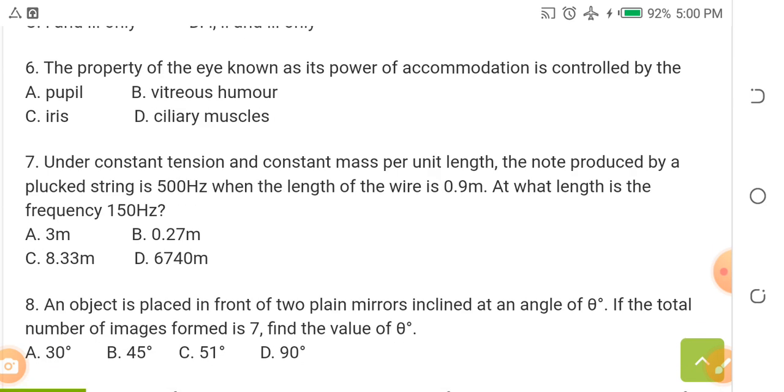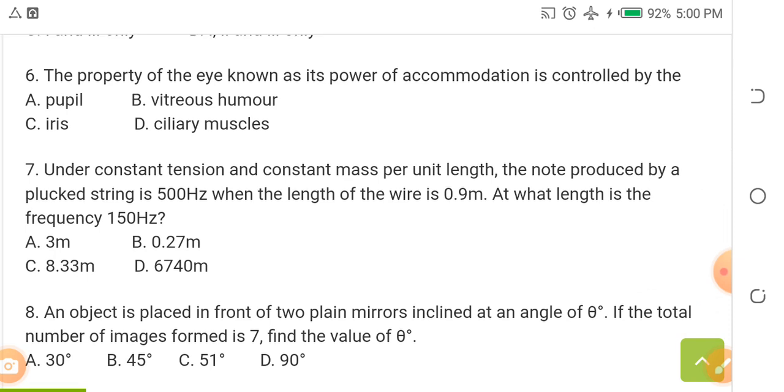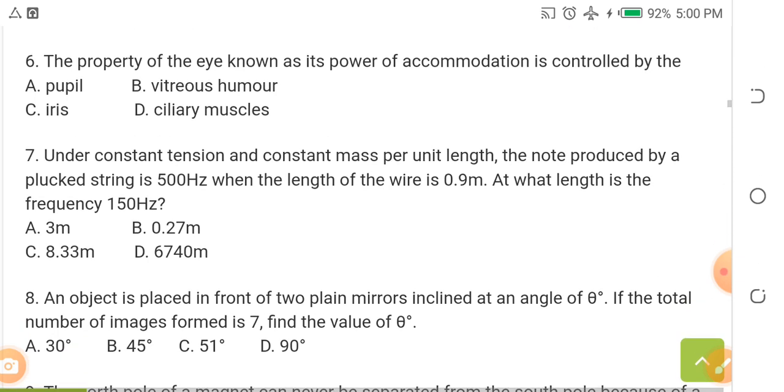Okay, we look at question 6. The property of the eye, known as its power of accommodation, is controlled by the dash. A, pupil. B, vitreous humor. C, iris. D, ciliary muscle. The answer is what? Ciliary muscle.